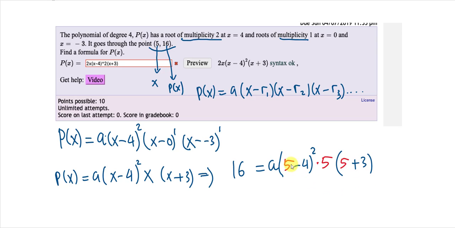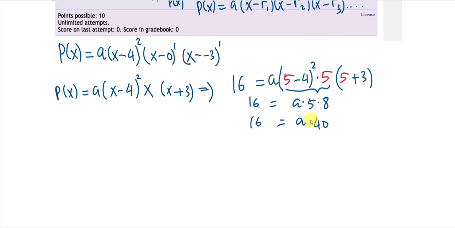Okay, so 5 minus 4 is 1, 1 squared is 1, 1 times 5 is still 5, right? This 2, and then you have a, 5 plus 3 is 8 equals 16. 8 times 5 is 40, 40a equals 16. To solve for a, you divide both sides by 40. So a equals 16 over 40.